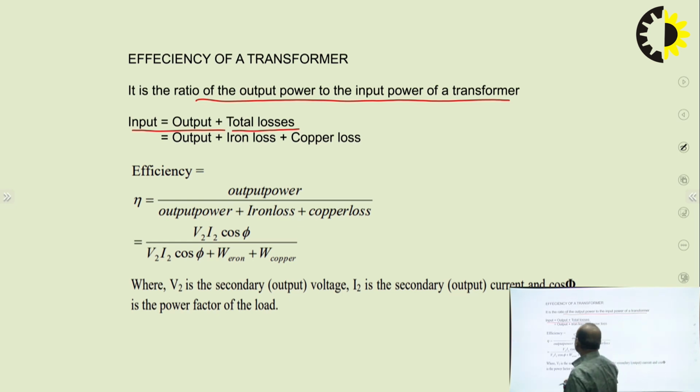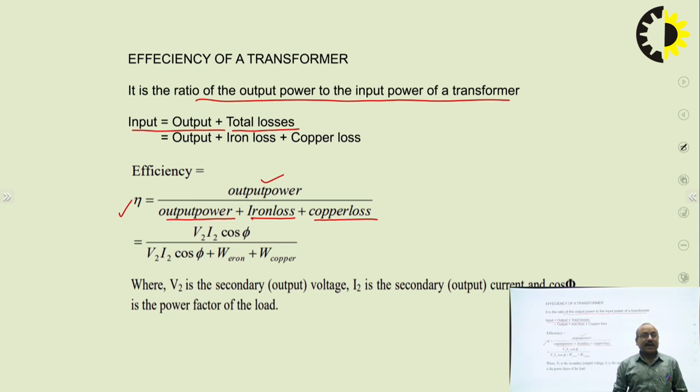So efficiency can be written as, this eta is the symbol for efficiency, output power upon input power, and input power can be written as output power plus iron loss or core loss plus copper loss. Now the output power is obtained in the secondary of the transformer, since the load impedance is connected across the secondary winding terminals, so output power is obtained in the load impedance.